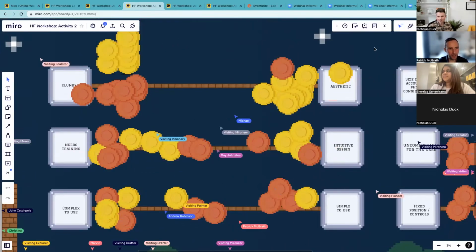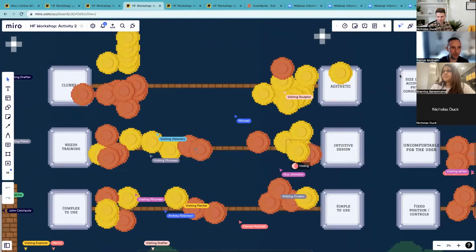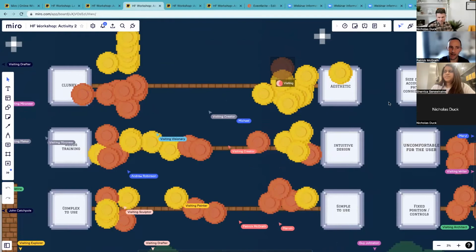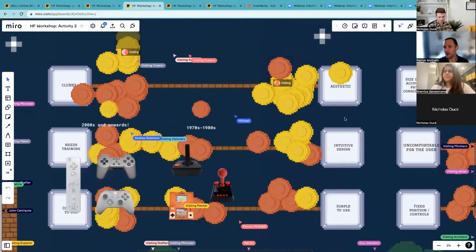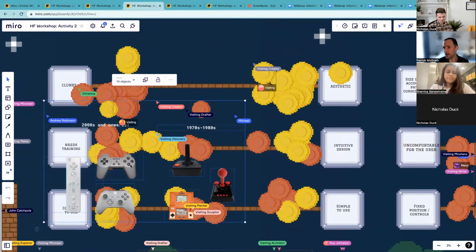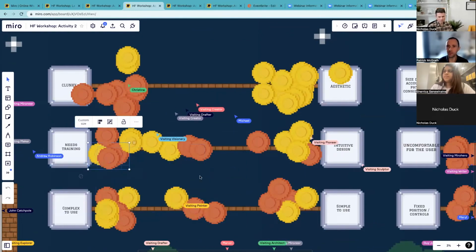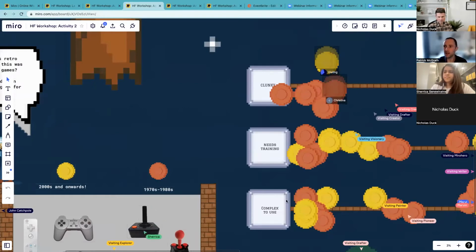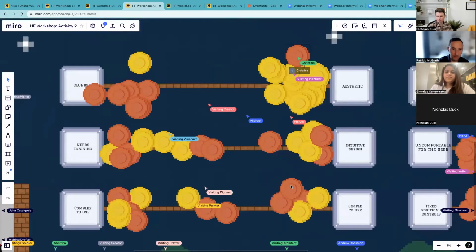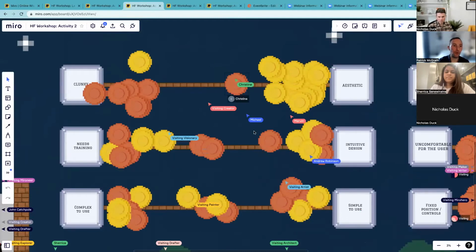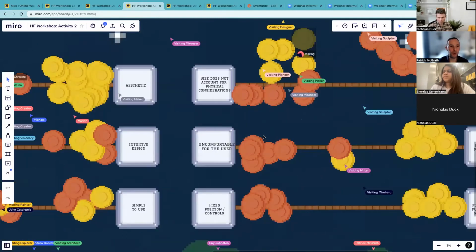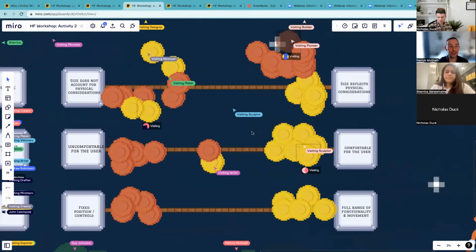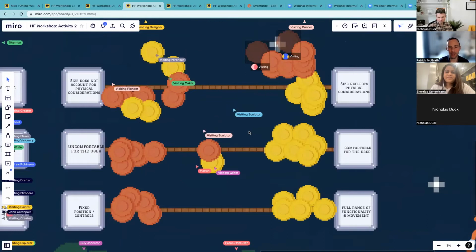And then below that, we have simplicity. On the left, to what extent do you feel those two separate groups of designs are complex versus simple? And then if we go further to the right, we have whether the size accounts for physical considerations or not, whether they might be comfortable or uncomfortable for the user. And I can tell you right now that using an Atari 2600 controller for an extended period of time does not do wonders for one's hands.